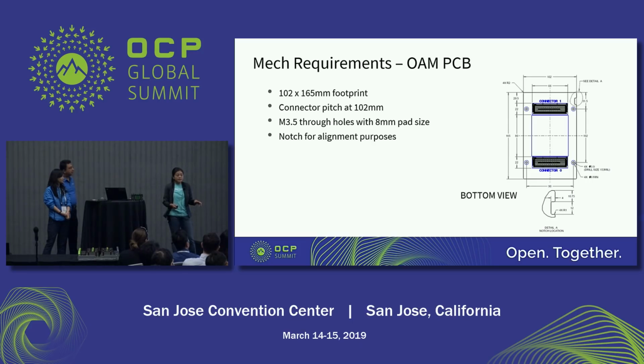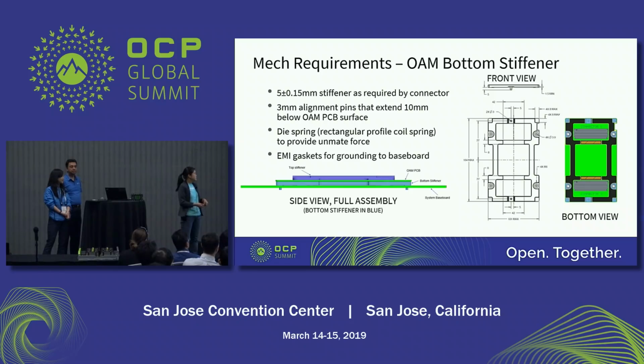Everything else on the OAM PCB, in terms of keep-out zones, component placement, mounting holes for the stiffener, as well as for the heatsink, can be up to the discretion of the OAM vendor. We don't have any specific requirements on the OAM top stiffener. However, we do have some specific requirements for the OAM's bottom stiffener.